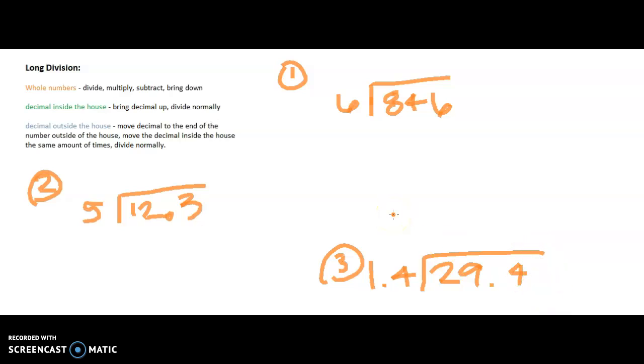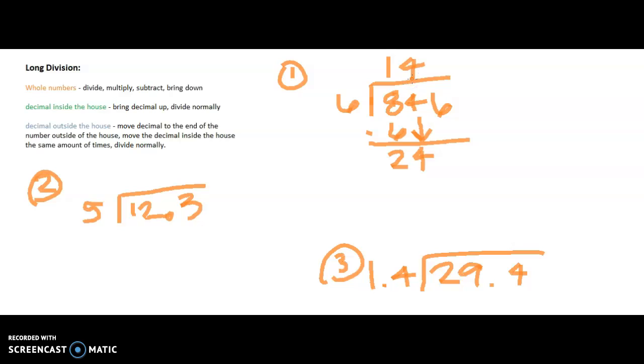So we're going to go through those three examples just to refresh our memory. So the first thing we're going to do is number one, we're going to have our whole numbers. We're going to divide into the first digit, and then we're going to multiply that number, subtract, and then bring down the next number. So 6 can go into 8 one time evenly, and then 1 times 6 gives us 6. And when we subtract, we get 2 left over, and we're going to bring down the 4. So now we're going to look at how many times 6 can go into 24. 6 can go into 24 evenly 4 times.